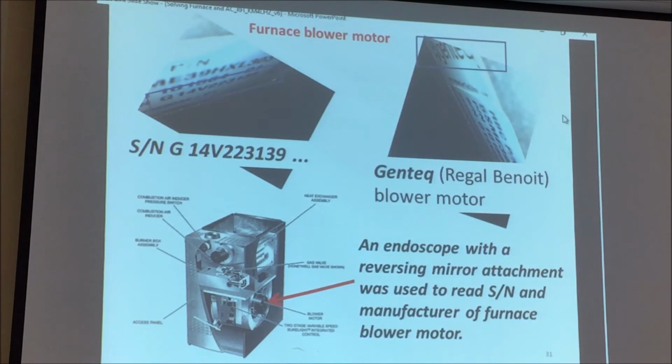And I went back to Regal Belvoir and I said, "It's a Gentech?" And he said, "Oh yeah, that's one of ours." And I said, "Here's the serial number, G14V222." He says, "Oh yeah, that's one of ours. That's an ECM3. And you're in luck, because I had made up 100 custom filters for the ECM3."